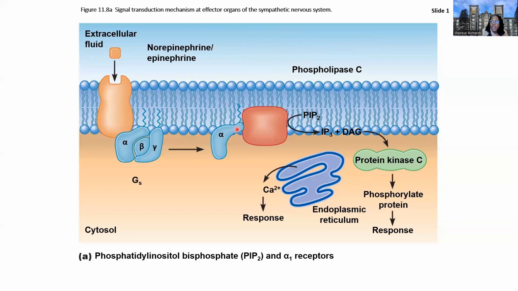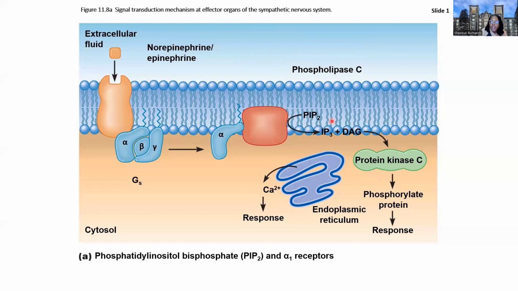The alpha subunit moves downstream in the membrane and binds to an enzyme here. This is called an amplifier enzyme. The amplifier enzyme gets activated and it's going to make that second messenger. So in this case, the amplifier enzyme is phospholipase C. And lipase here means that this is going to cleave something, right? It's going to cut something. And that is exactly what happens.